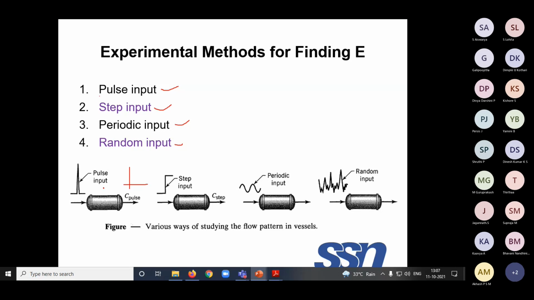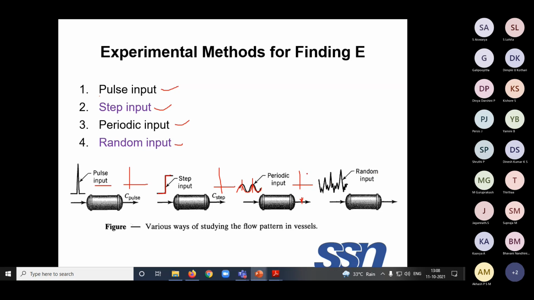The area under the curve should be 1. I think you might have studied all that. This is the step input. If you give a step input, the output also will be different. If you give a pulse input, the output will be different. And a periodic input is nothing but a series of pulse inputs. Here you give a pulse, again you give a gap, again you give a pulse, right? So a series of pulse inputs is nothing but a periodic input, a sine curve. And then if you put a sensor and measure the concentration, you get a different curve.